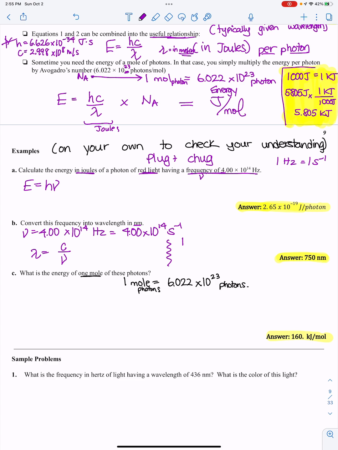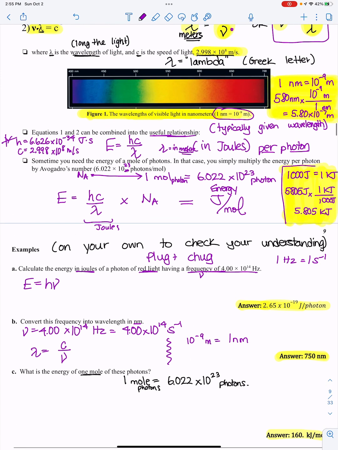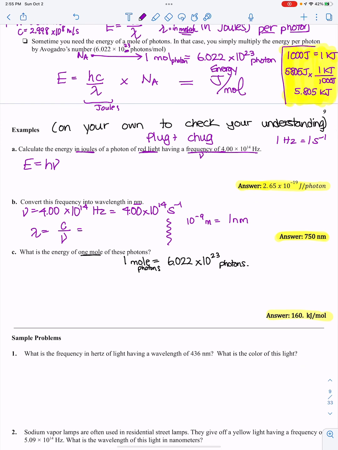1 meter is 10 to the 9th nanometers, or if you don't want to use that, you can use the one that I gave to you. 10 to the minus 9th meters is 1 nanometer. It doesn't matter what you use. You could do the calculation up here. This step will give me my answer in meters, and then I have to convert that to nanometers. See if you get 750.